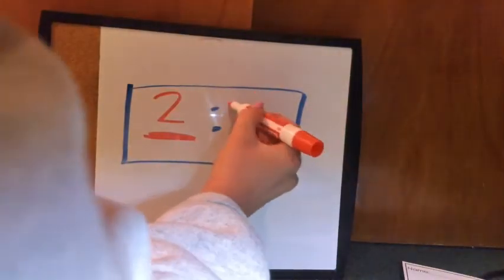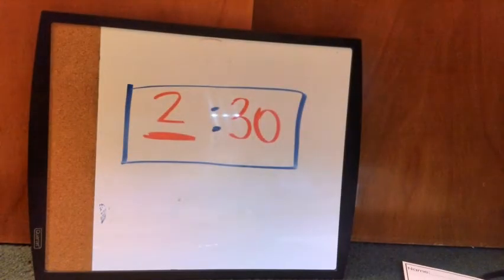So it's 2:30. It's half past the hour. We're halfway through the hour. Alright, so go ahead and get your paper and we'll get started on our worksheet.